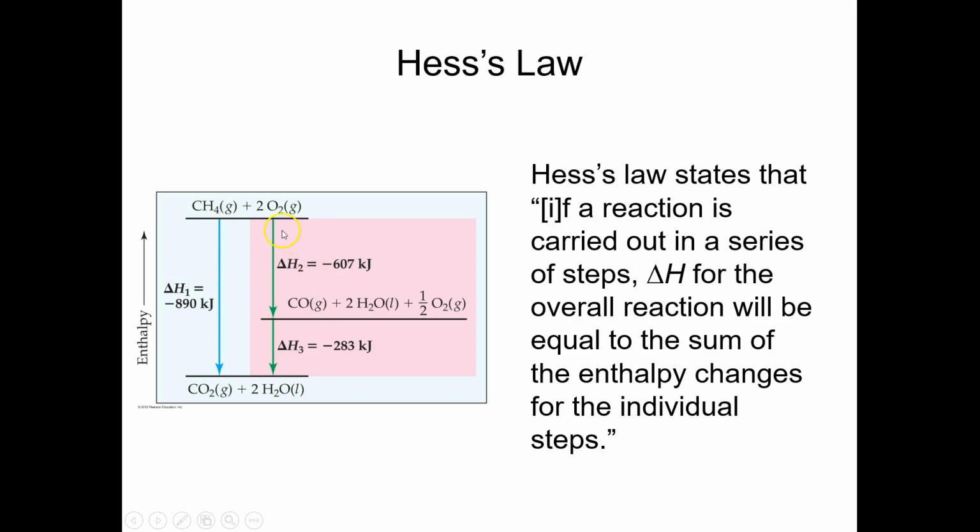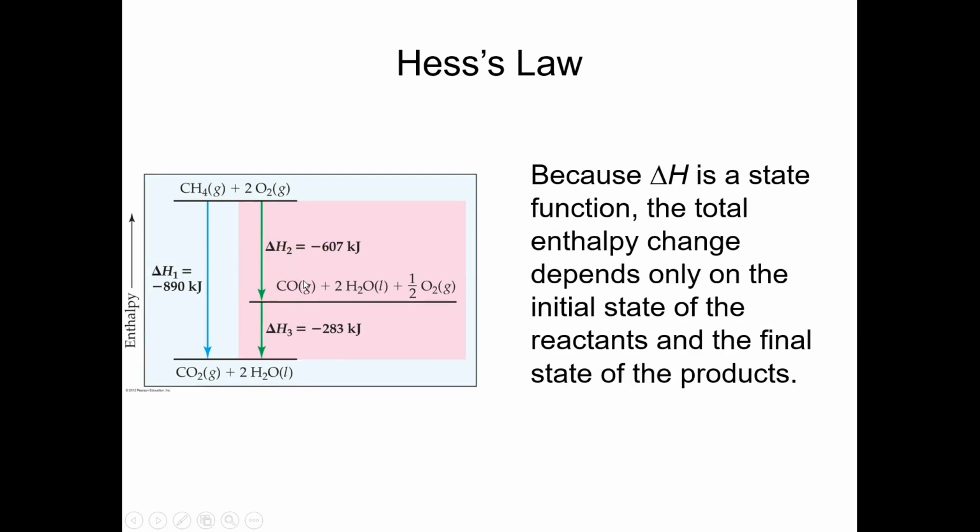And so we can use this in a lot of ways. If we didn't know delta H1, but we did know 2 and 3, we could add them together to get 1. If we didn't know 2, we could subtract 3 from 1 if we knew both 3 and 1. If we didn't know 3, but we knew 1 and 2, we could get 3 by subtracting 2 from 1. And so let's see how this works out.